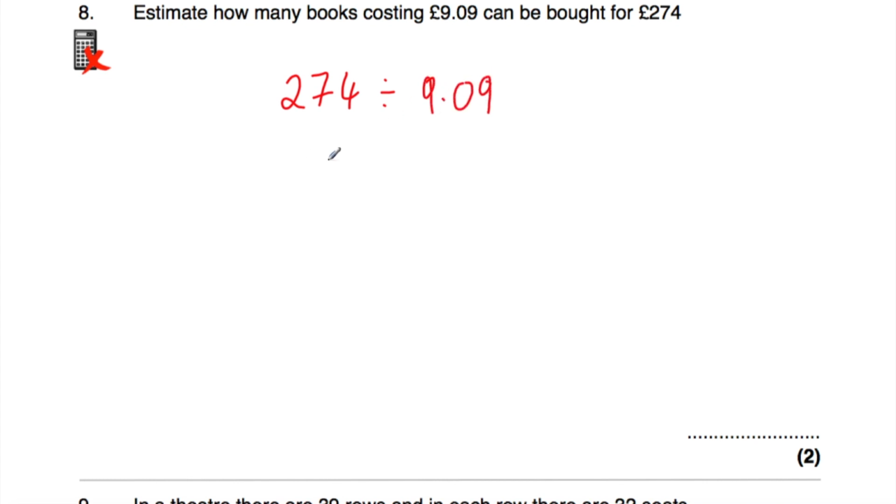And that would tell us how many books can be bought. Now that may be a decimal number if they can't buy an exact number of books, and then we would have to round down because they wouldn't have enough money to buy the next book. But in this question, it's an estimation question, so let's round these numbers. So that's approximately equal to.